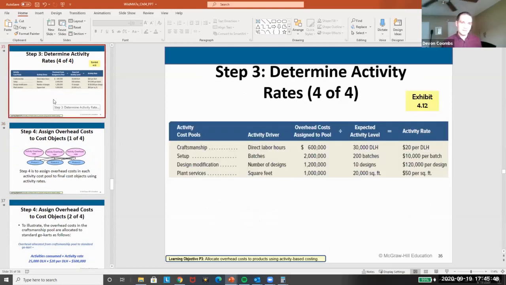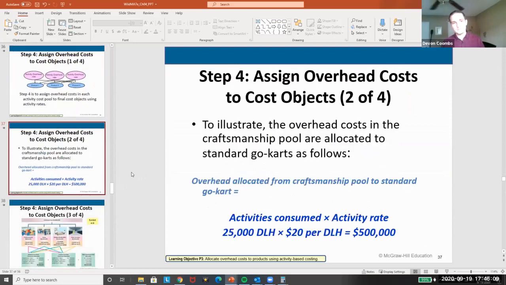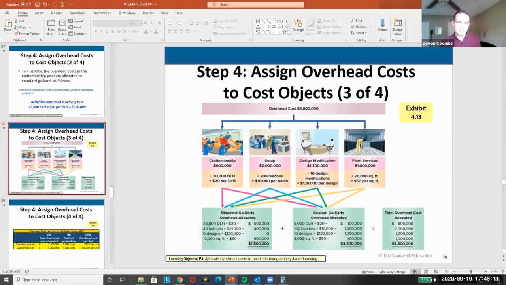So how would we go to the next step? We just determine how much the product uses of each of these. So we'd say product A maybe uses 100 labor hours, 10 batches, 1 design, and 500 square feet. And then we'd calculate the overhead costs based off of all of those variables. It's like a multivariable analysis. And so this is kind of showing you how all the arrows go, but $20 per hour.